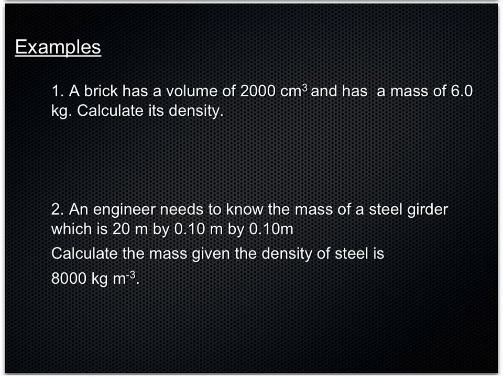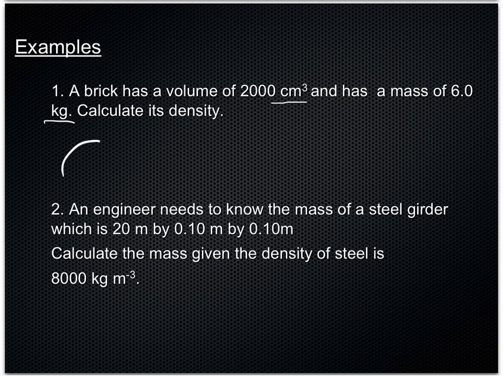Here's an example. A brick has a volume of 2,000 centimeters cubed and a mass of 6 kilograms. Calculate its density. You may notice that we have cubic centimeters and kilograms. Now we can't make a standard unit for density with these two. We need to change one of these quantities into other units. I think the easiest thing to do here would be to change the 6 kilograms into 6,000 grams.